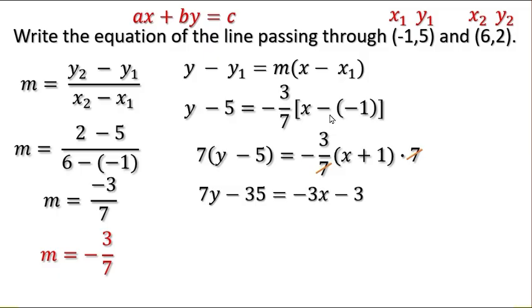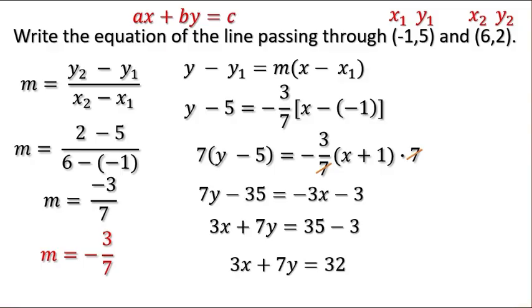Next, we need to distribute negative 3 to this binomial. So negative 3 times x is negative 3x, and negative 3 times positive 1 is negative 3. Since the required form is ax plus by equals c, we need to transpose negative 3x to the left and then the constant term negative 35 to the right side. The resulting equation will now be 3x plus 7y equals 35 minus 3. Simplifying the right side of the equation, we now have 3x plus 7y equals 32. So this is our equation of the line.